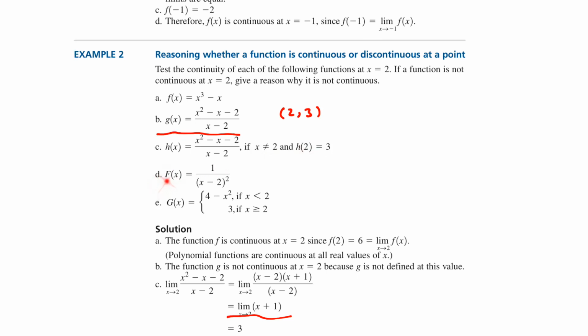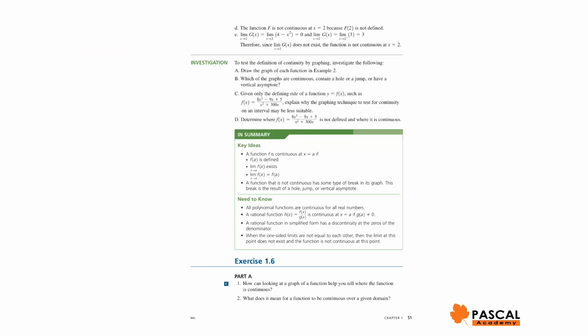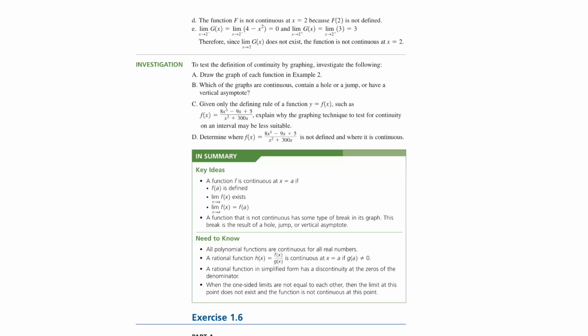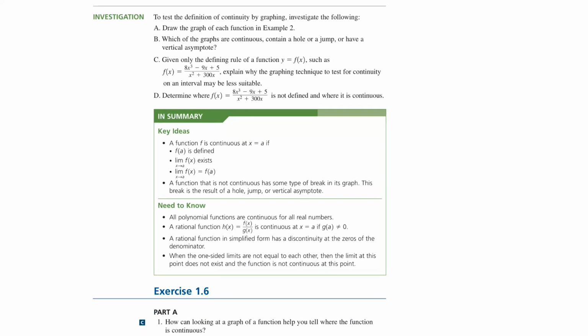Part D, f of x is discontinuous at x equals 2. x equals 2 is a vertical asymptote of the graph of the function, and we deal with an infinite discontinuity. Part E, the left side limit of g of x as x approaches 2 is 0, the right side is 3, therefore the limit of g of x as x approaches 2 does not exist, and we deal with a jump discontinuity of this function.